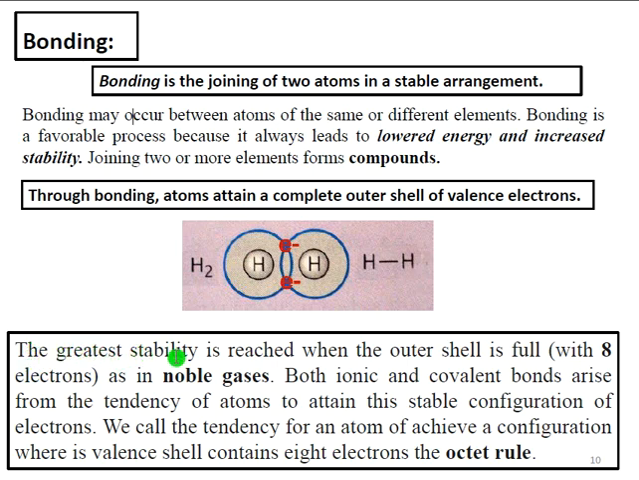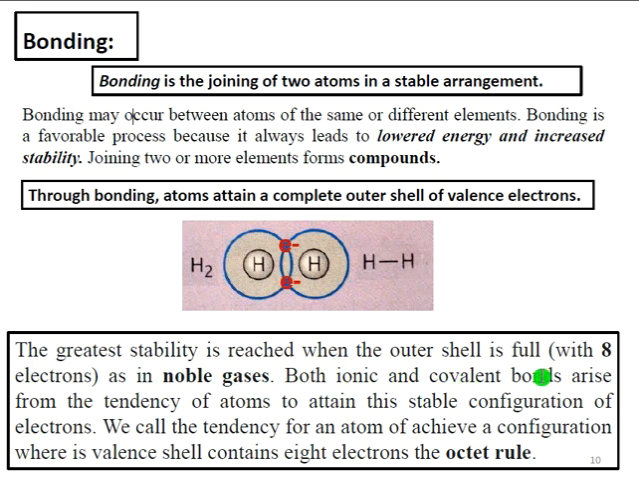The greatest stability is reached when the outer shell is full with what? With 8 electrons, as in the noble gases. The noble gases are the last group in the periodic table, from the right side of the periodic table. All the gases in that group are inert gases, they cannot react with other atoms. For this reason they are called noble gases.